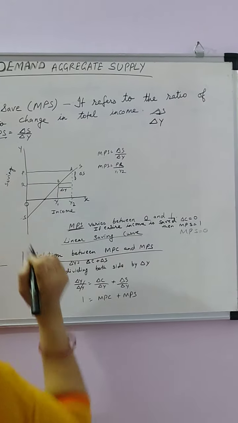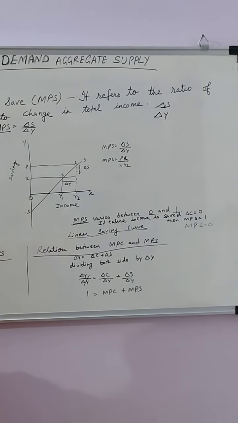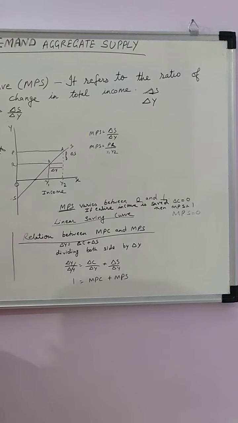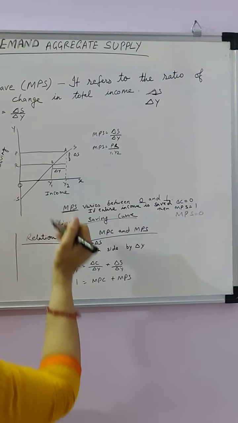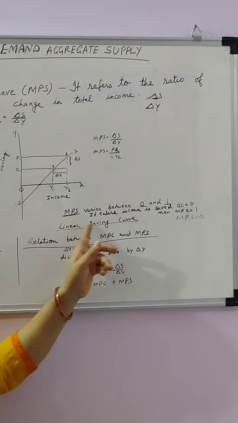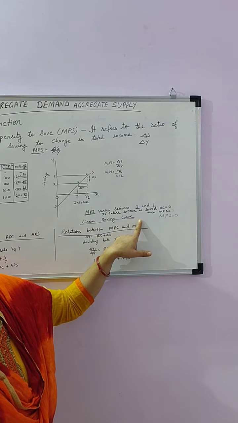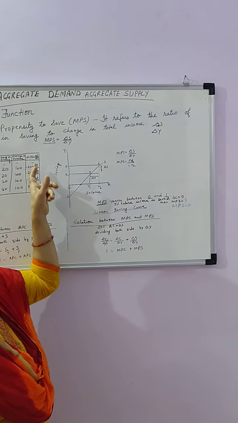MPS is a linear saving curve. This saving curve is known as the linear saving curve. This is an upward moving curve. This upward moving curve shows that there is a positive relation between saving and income. Thus, as your income increases, the saving also increases.